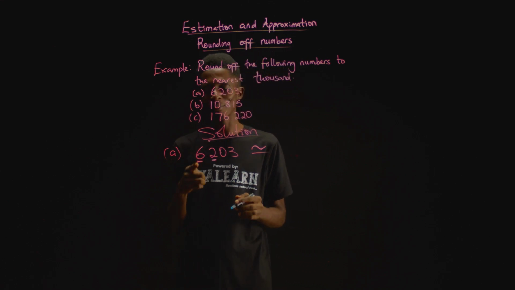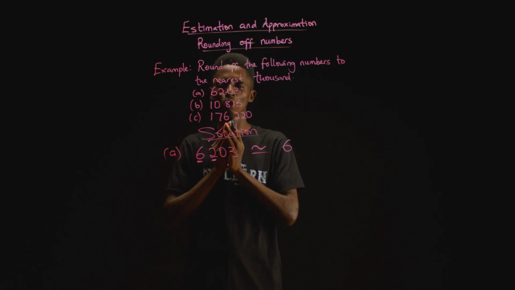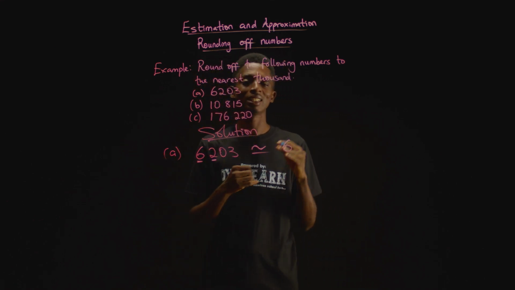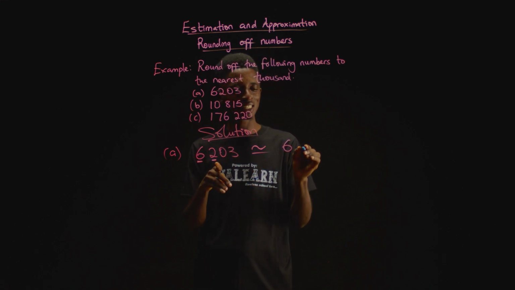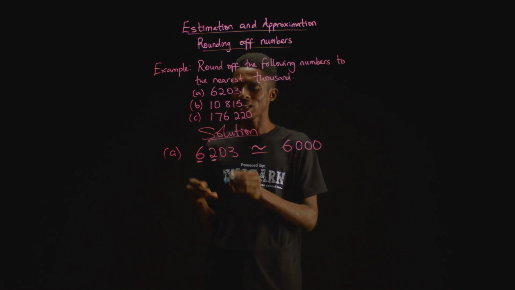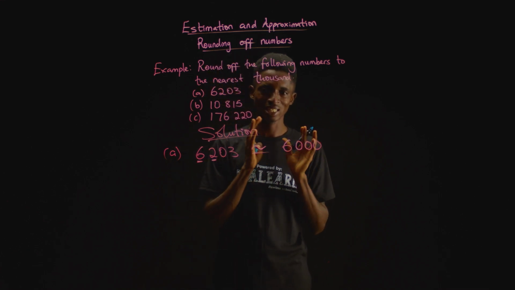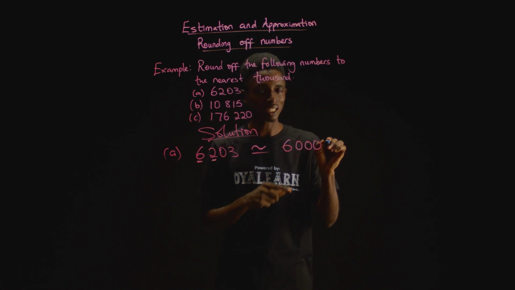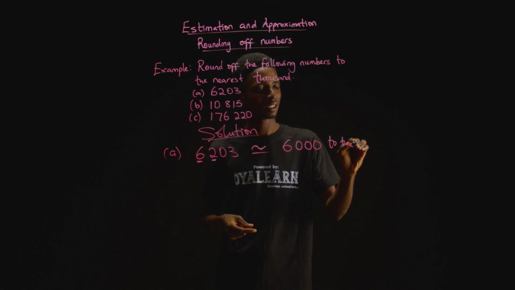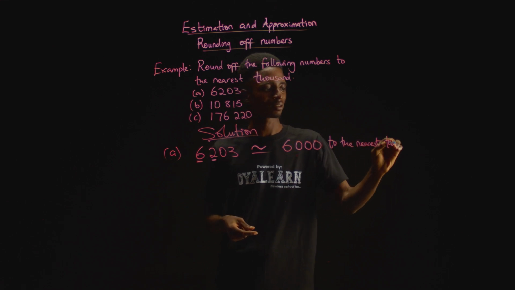And by rounding down, it means we are just going to keep the digits in that place value, which is 6. We do not add anything to it. But every other digit that follows will be rounded down to 0. So the next digit will then be 0, then 0, then 0. So that is 6,203 is approximately 6,000. Always add the place that you have put it to. So to the nearest thousand.